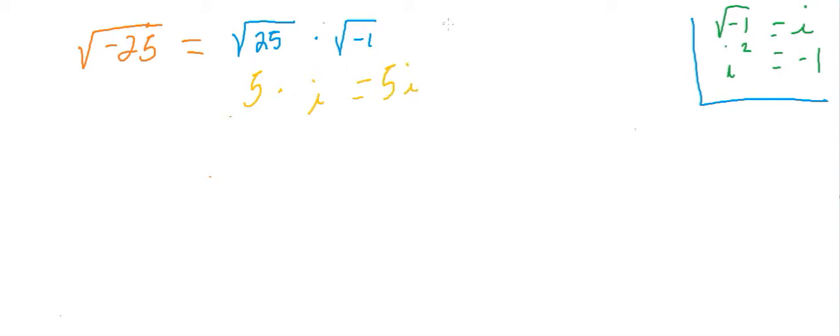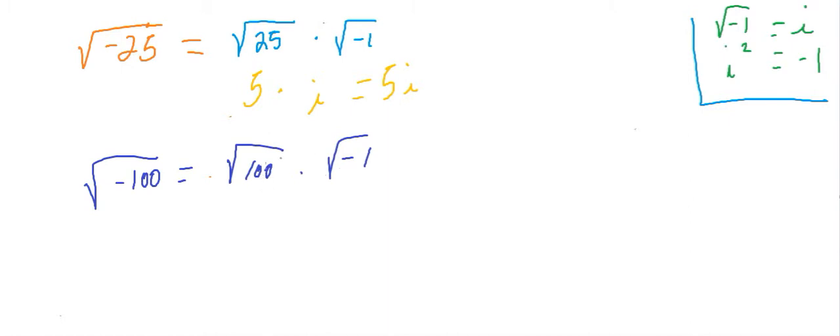So the only thing that's different between the square root of 25 and the square root of negative 25 is that we've introduced this new number called an imaginary number, i, when we're dealing with square roots of negative numbers. Okay, let's take a look at another one. We have the square root of negative 100. We take the positive square root, multiply it times the square root of negative 1. The square root of 100 is 10, times i, which will be 10i.